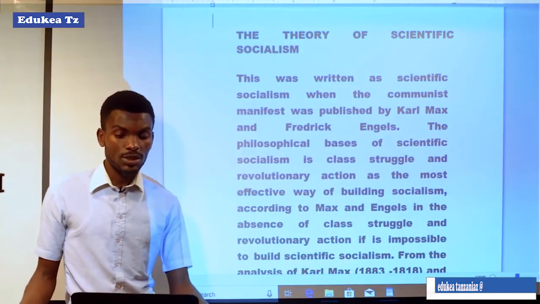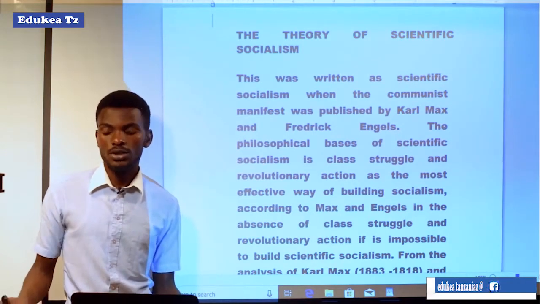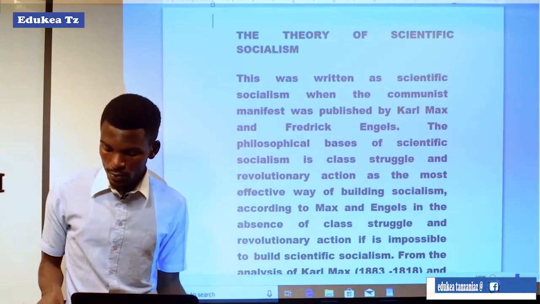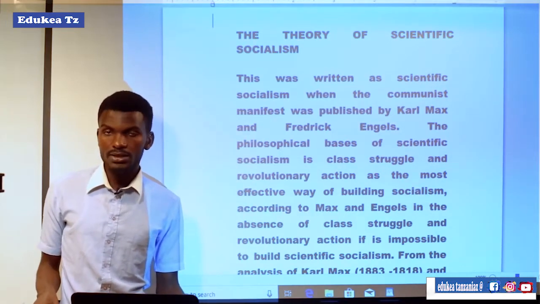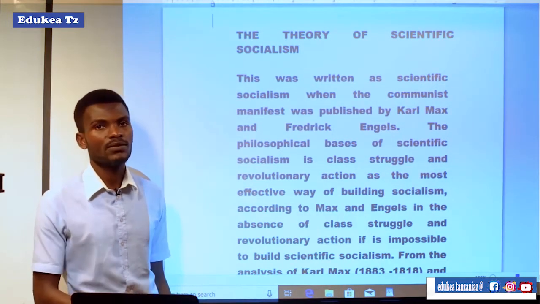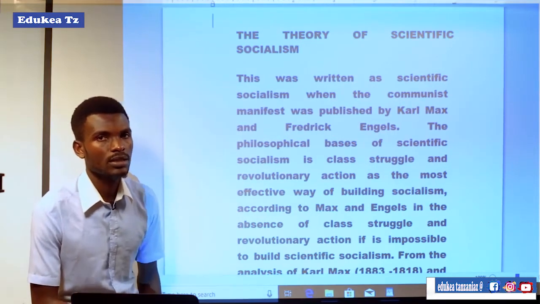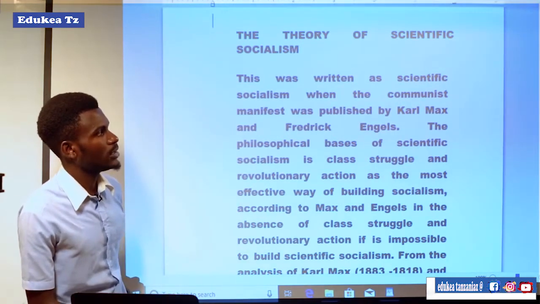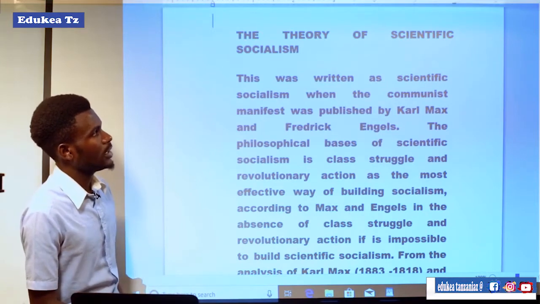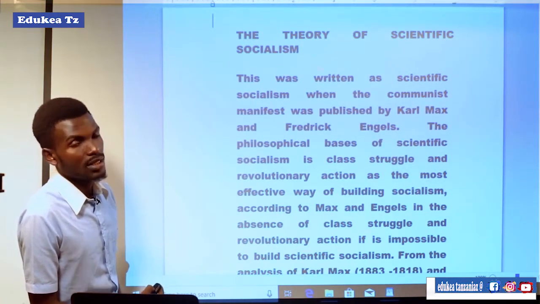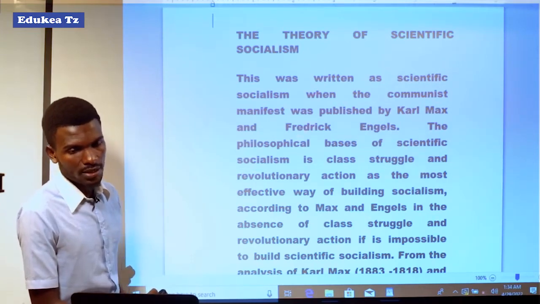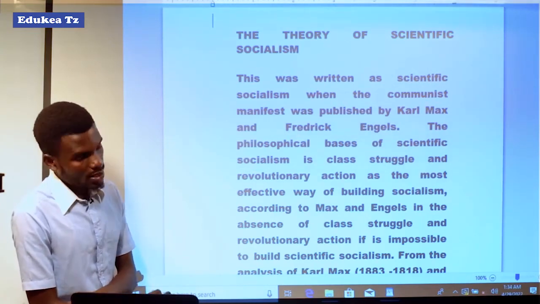In the last session, we ended by looking at the reasons that hindered the achievement of building scientific socialism in European countries. So now we are going to see the theory of scientific socialism.